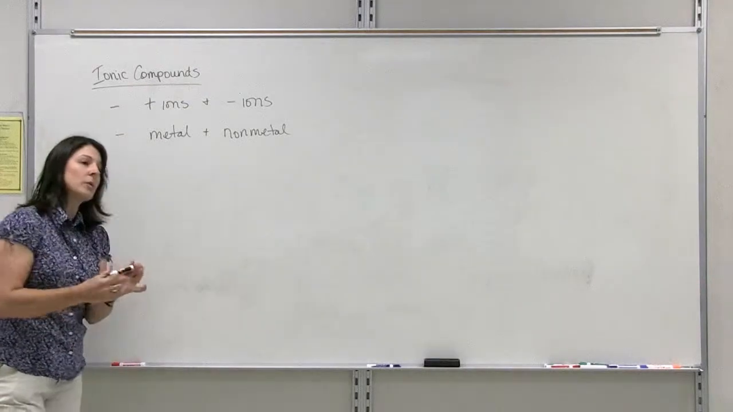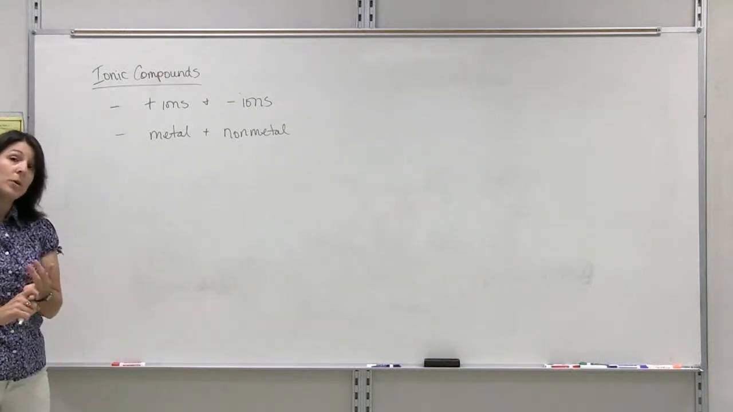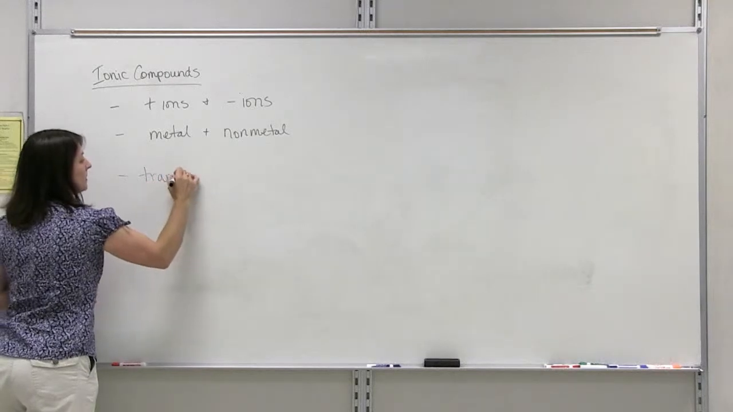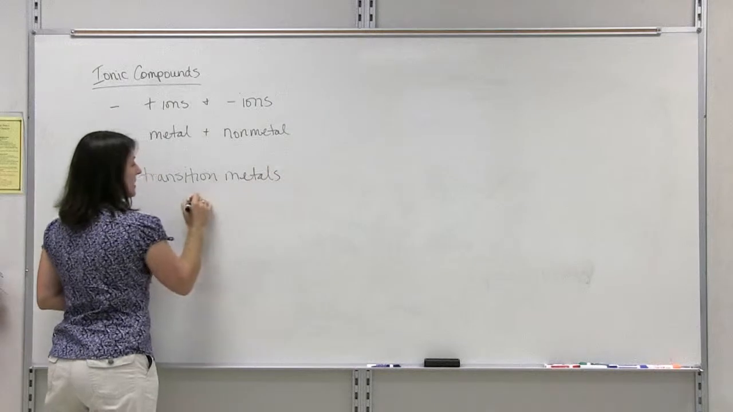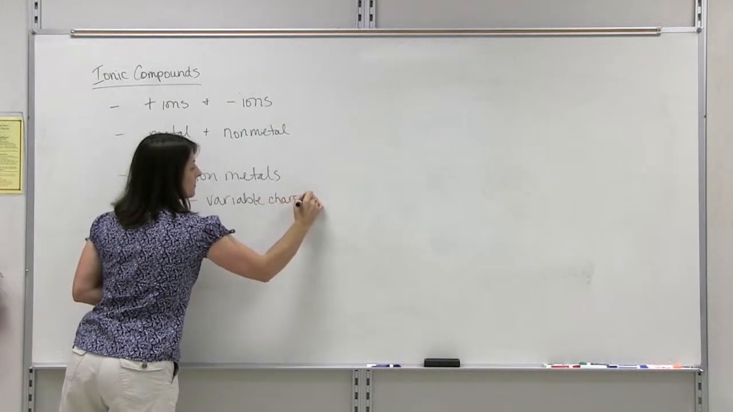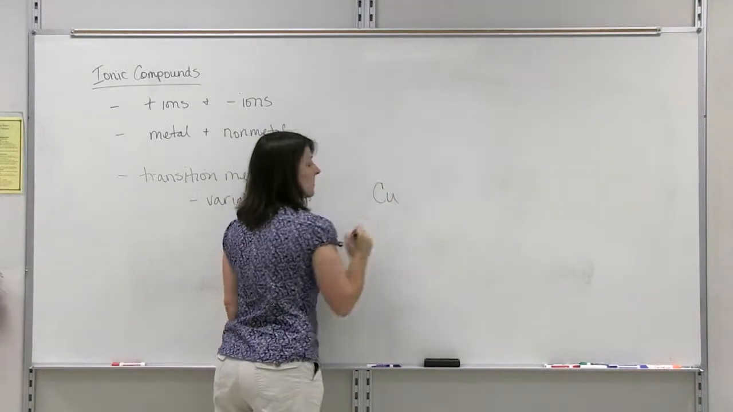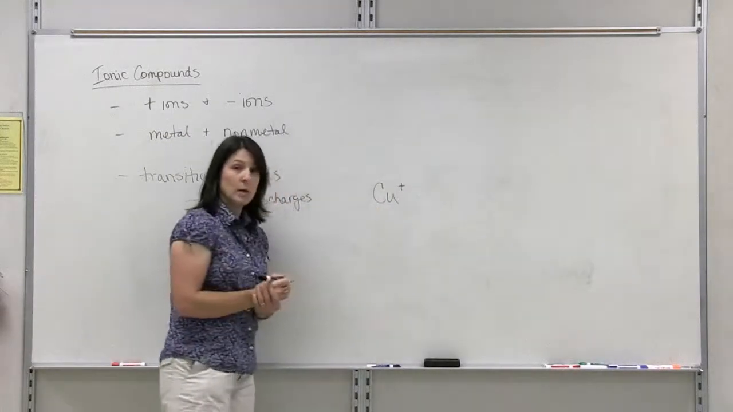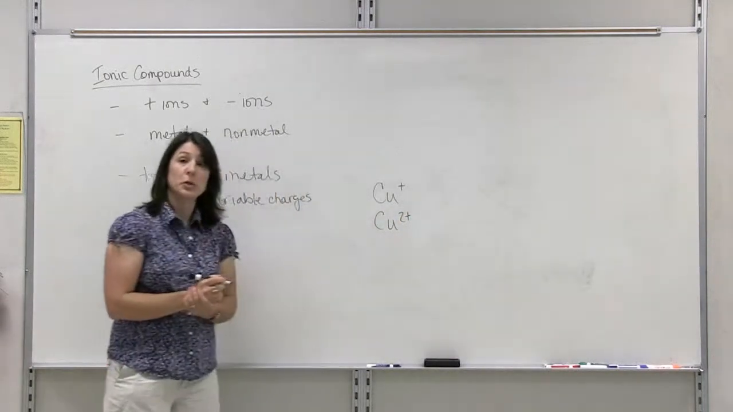Okay? So it would be indicated either in the formula or in the name what the charge of the ion is. So for transition metals, they can have variable charges. Some examples, copper. Copper can form 2 different ions. It can form a copper that's a +1 ion. It can also form a copper ion that's a +2.